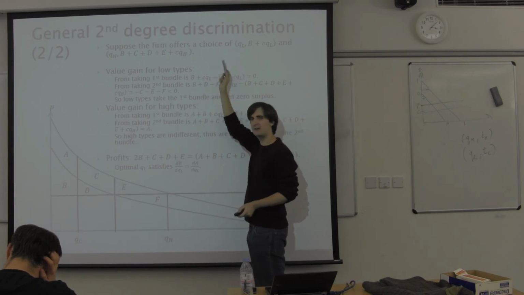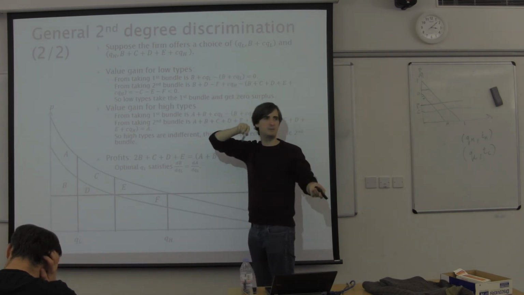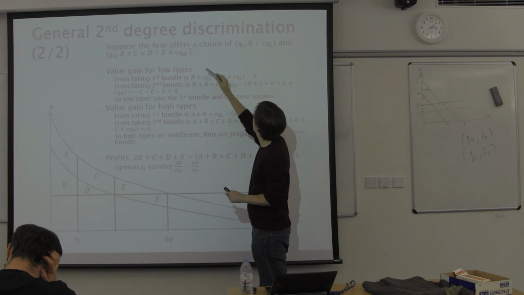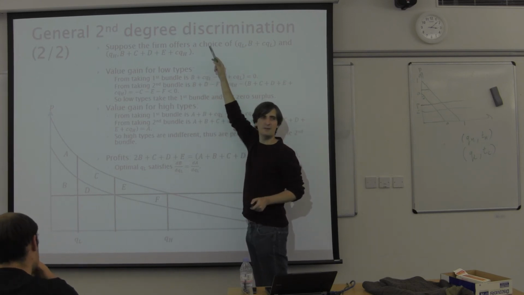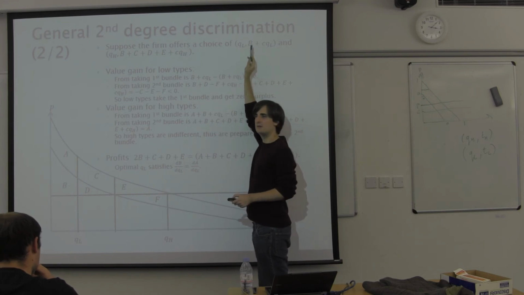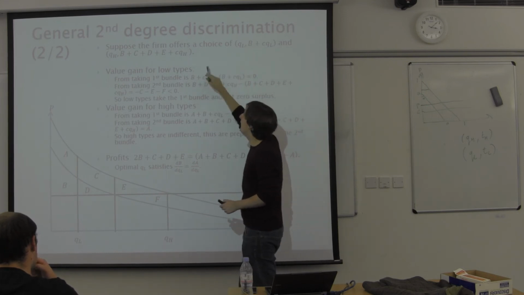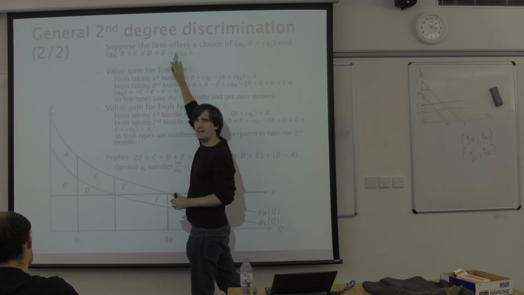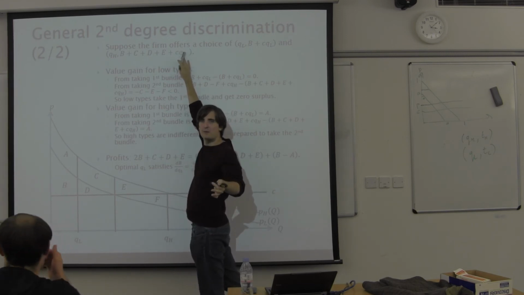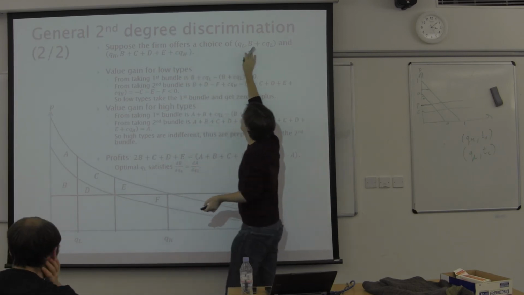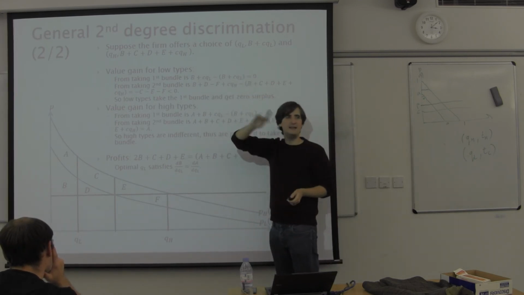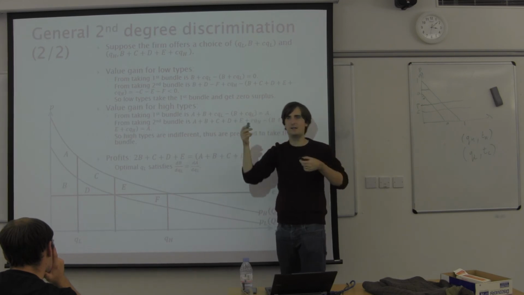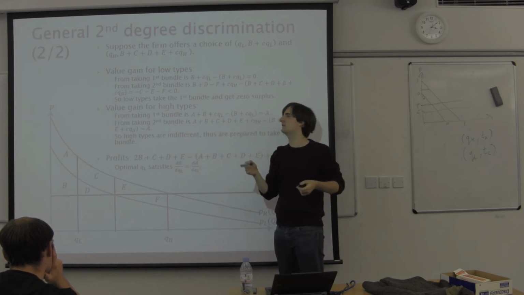So we want to check that this is the optimal bundle. The first thing we have to check is that the high value types weakly prefer consuming this one to consuming that one. They're going to get like 1p extra surplus from consuming the high value bundle rather than the low value bundle. So we're going to look at the gain in value for both the low types and the high types from taking each of the two bundles in turn.